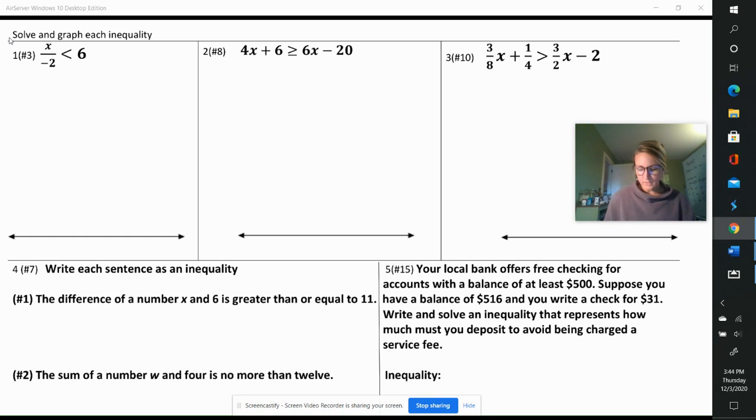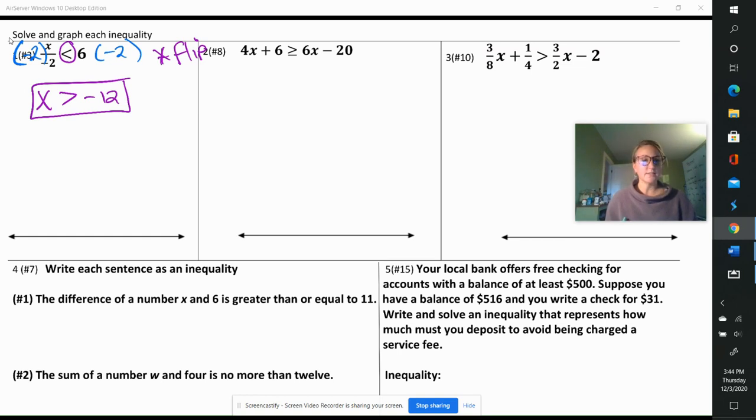For number 1, right now we're dividing x by -2. So to solve, we're going to multiply both sides by -2. Now we just multiplied both sides by a negative number, so we need to make sure we flip the inequality symbol. So it's going to turn from less than to greater than. So the solution is x is greater than -12.